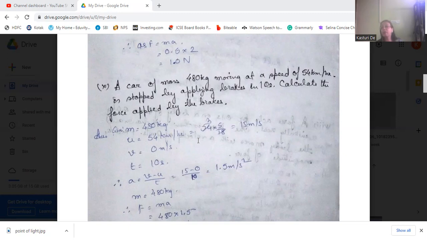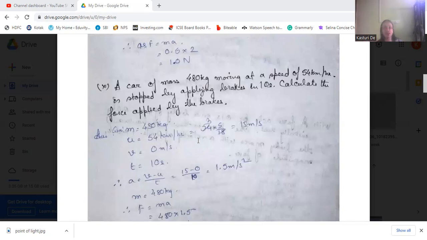And as it is coming after the brakes are applied, it comes to rest. So when brakes are applied, the speed reduces to 0. So that means final velocity becomes 0 meter per second. It is stopped. So calculate the force. Time is 10 seconds. So from this we can find out the acceleration, that is v minus u by t, that is 15 minus 0 by 10. Okay, so that is 1.5 meter per second square.